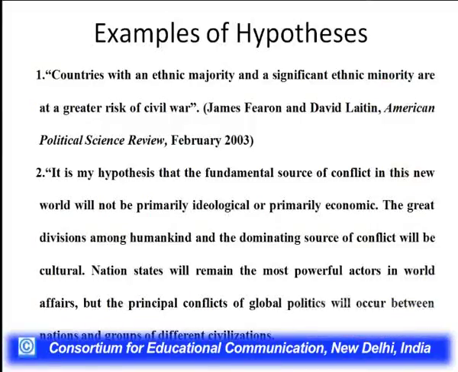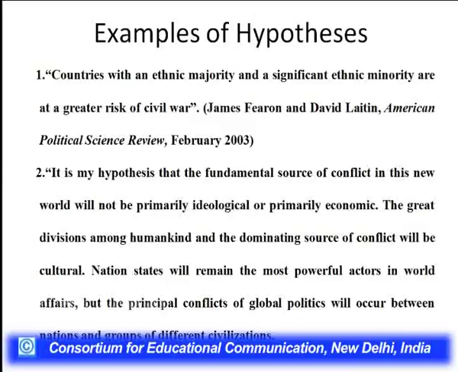If you see the slide here, there is one hypothesis given by James Fearon and David Laitin in the American Political Science Review, February 2003. There they have framed the hypothesis that countries with an ethnic majority and a significant ethnic minority are at a greater risk of civil war.